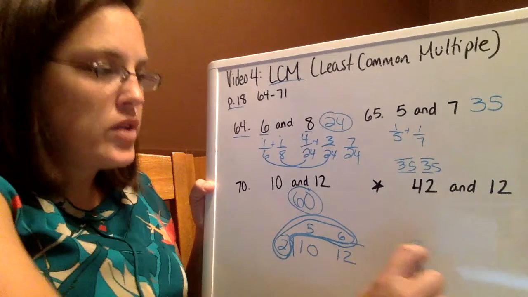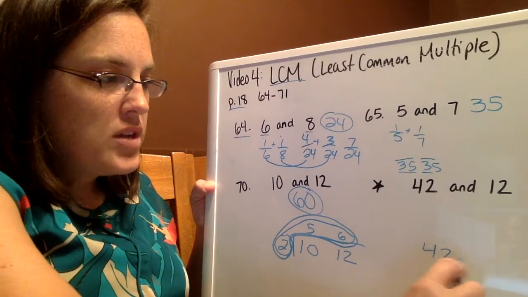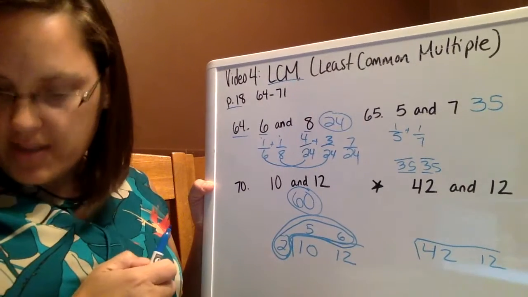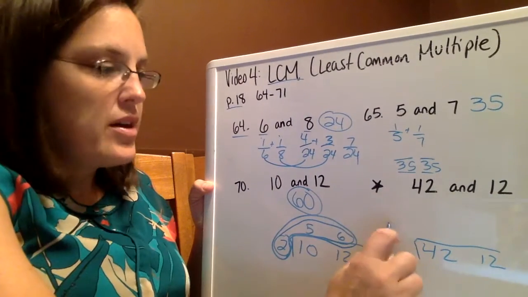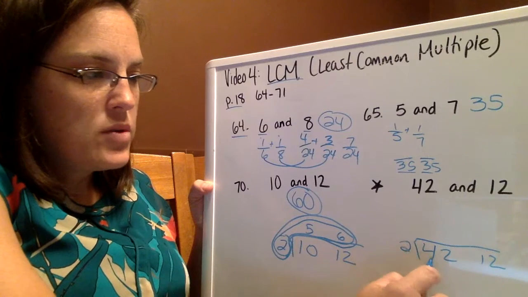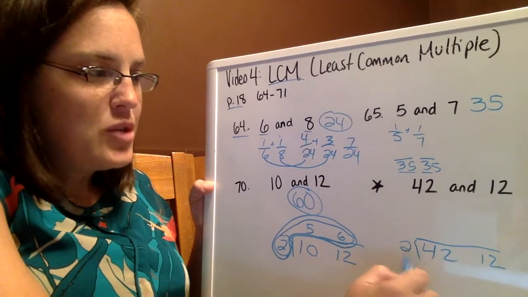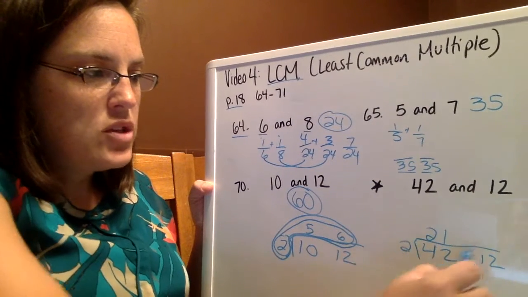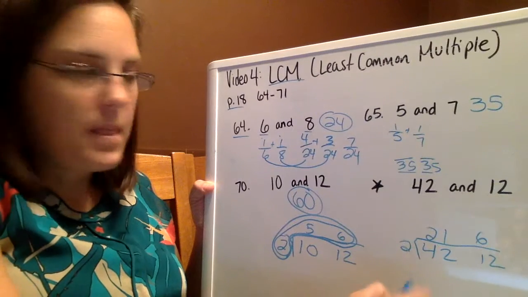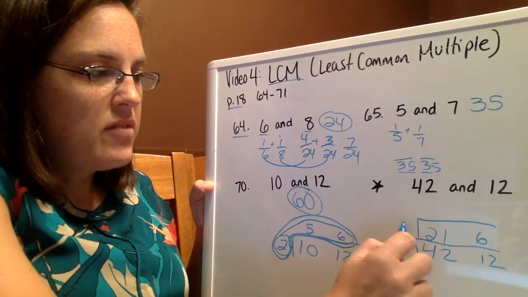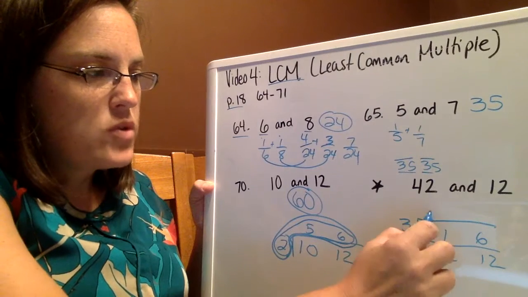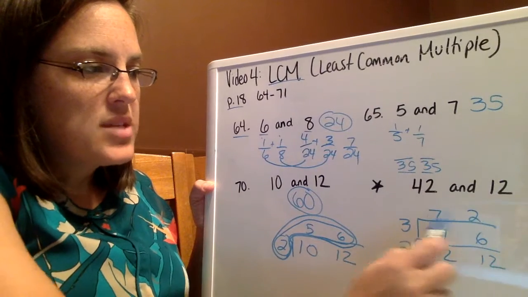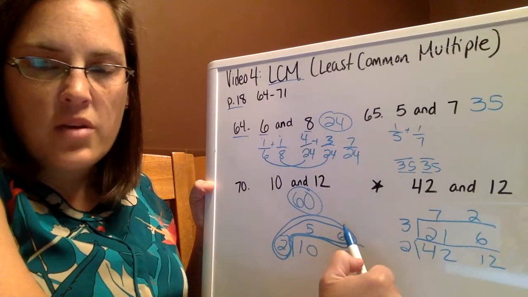Let's try that again with 42 and 12. There's 42 and 12, and I'm going to go at this the same way I would for greatest common factor. If I pull out a 2, 2 is a factor of 42. 2 times 21 is 42, and then 2 times 6 is 12. Okay, 21 and 6 have a common factor of 3. 3 is a factor of 21, 7, and 3 is a factor of 6, 2. So 7 and 2 do not have a common factor beyond 1.